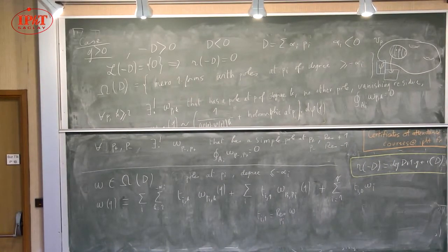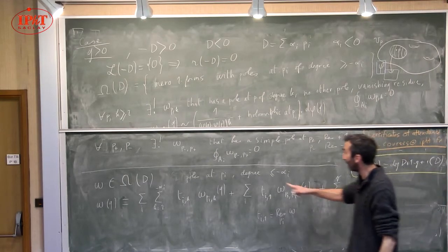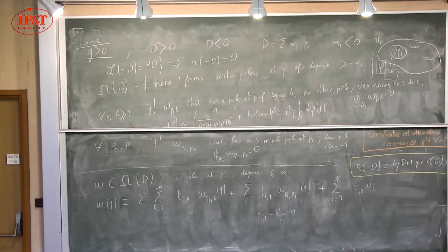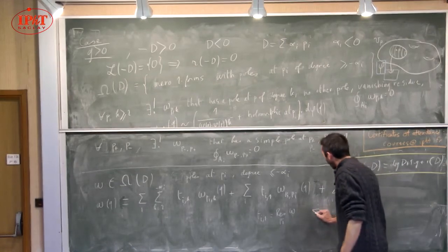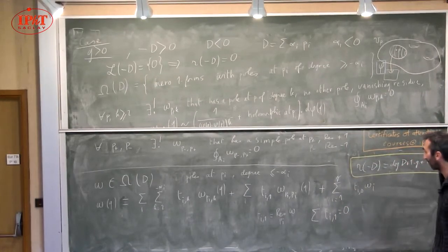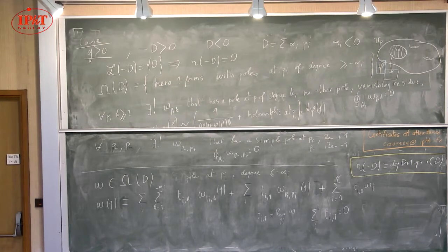And every choice of the T_{i,k} and the T_{i,1} and so on, T_{i,0}, is an element of omega of D. So for every choice of the coefficients T, you have an element of omega of D, and vice versa, every element of omega of D can be written in this way. There is just one constraint: the sum of residues must be 0, the sum of T_{i,1} equals 0.